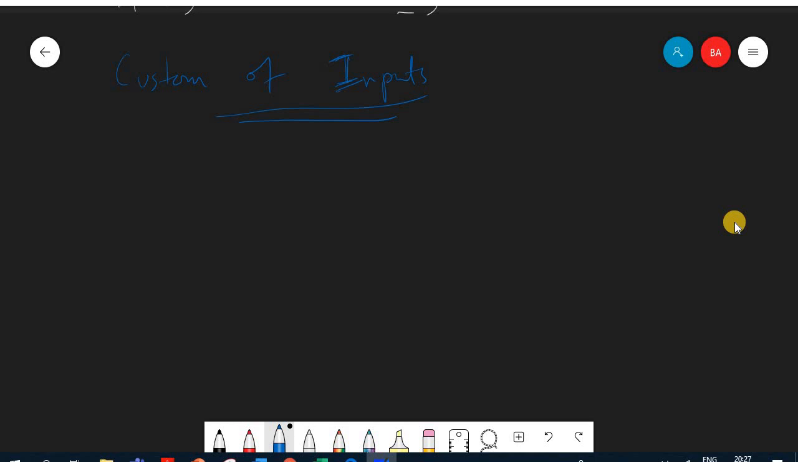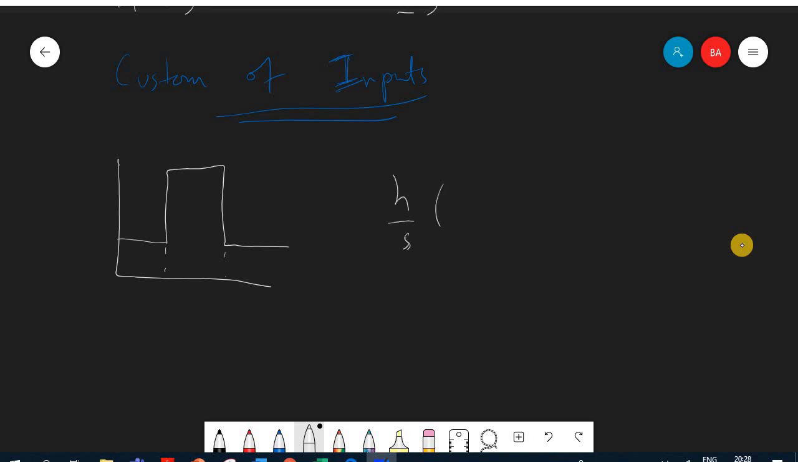So now the custom inputs. We have taken many types of inputs, and one of them was the pulse input. My pulse input was something like that. We say that this is a step input and another step input on the negative side. So that is my pulse. And we said that it looks exactly like h over s into 1 minus e to the power t over tau.